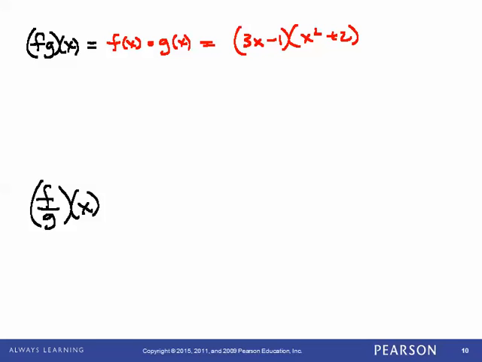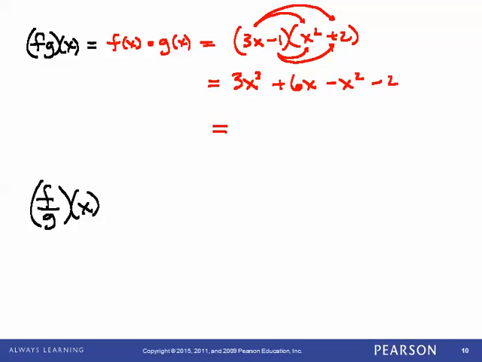Man, looks like FOIL method to me, is that right? The first numbers multiplied gives you 3x cubed. Let's see, then a 6x, then a negative x squared, then a minus 2 at the end. And again, you can leave it like that if you like. You can rewrite it in standard form, which means the highest degree goes first, and the degrees go down until you get your constant term or no terms left over.